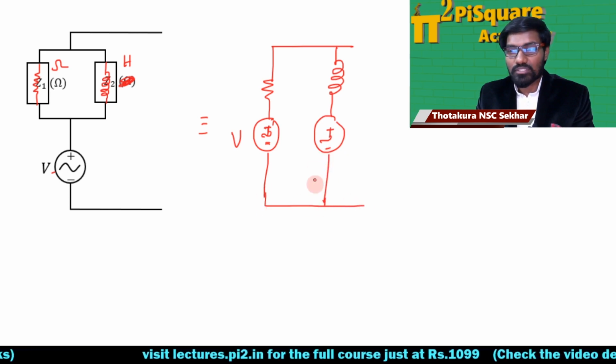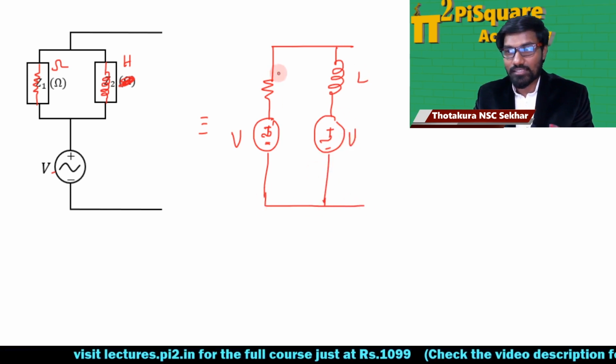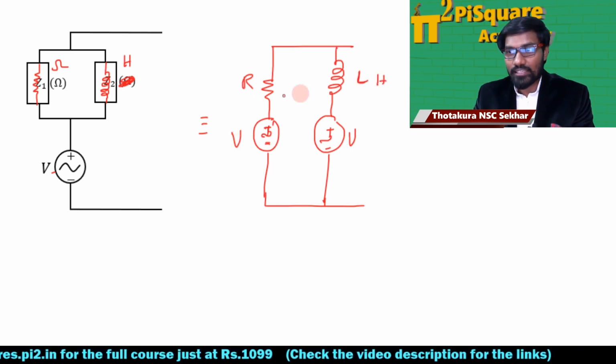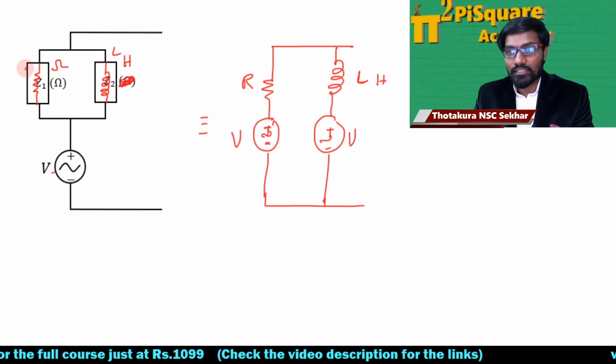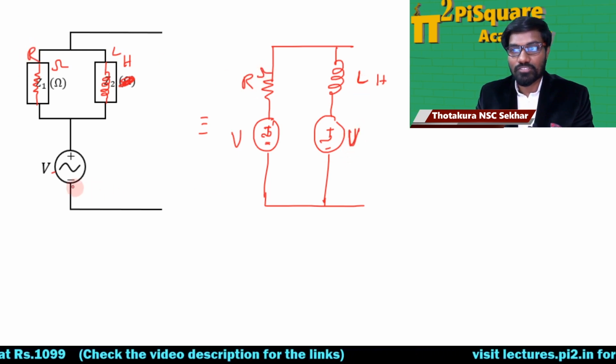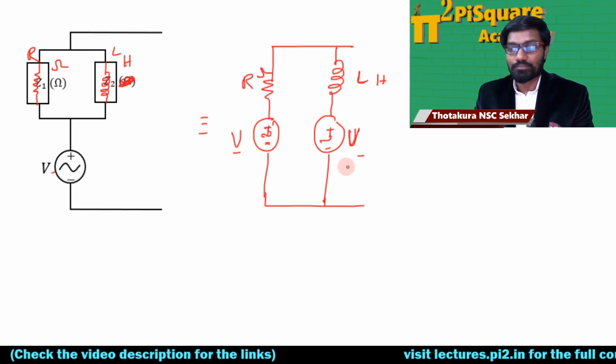Mostly we don't use this, that's why we don't normally discuss these kinds of things. This is also L Henry, same L Henry, R ohm. So this is also R ohm, L Henry. This is V. This is also V.